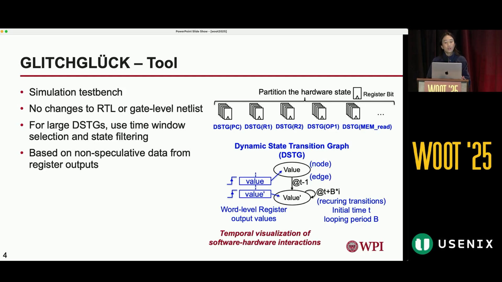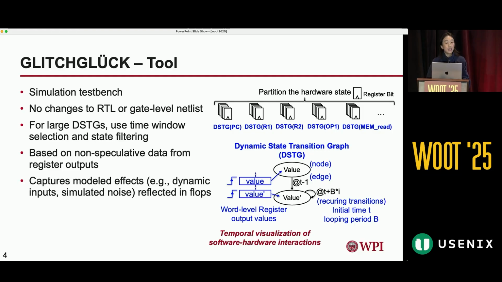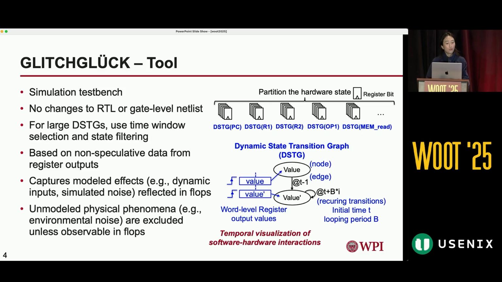And also, the DSTG is generated based on register outputs, meaning that any modeled effects, such as dynamic inputs that eventually will be clocked in, or simulated noise, will be reflected in the flop as long as you can model that in a simulation. And of course, unmodeled physical phenomena are not included unless you are able to model that and reflect it in the flop.